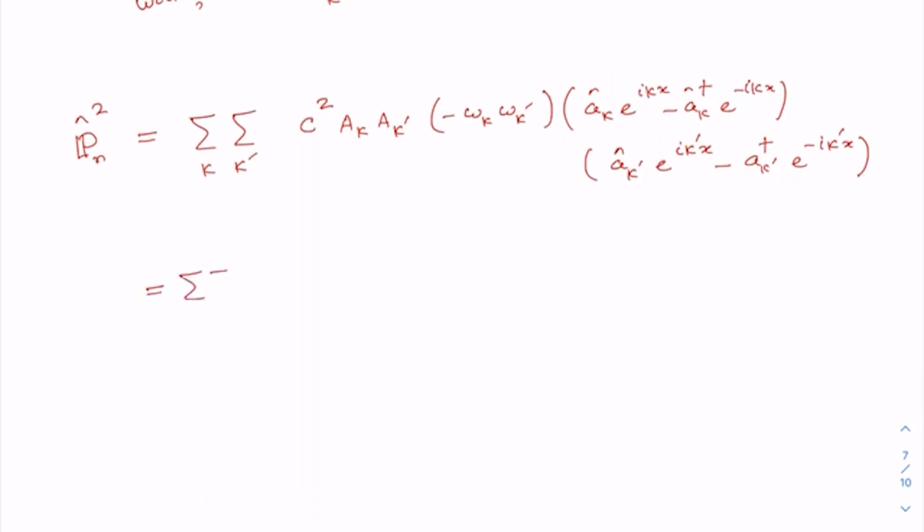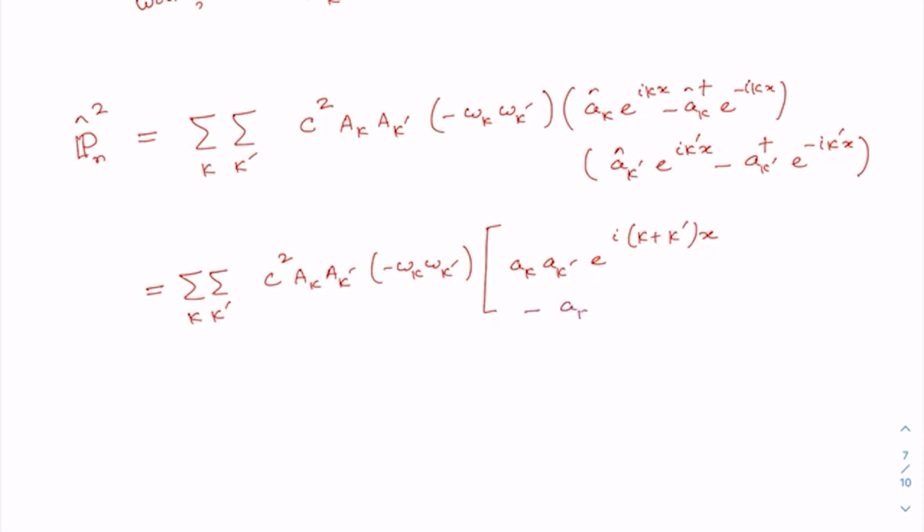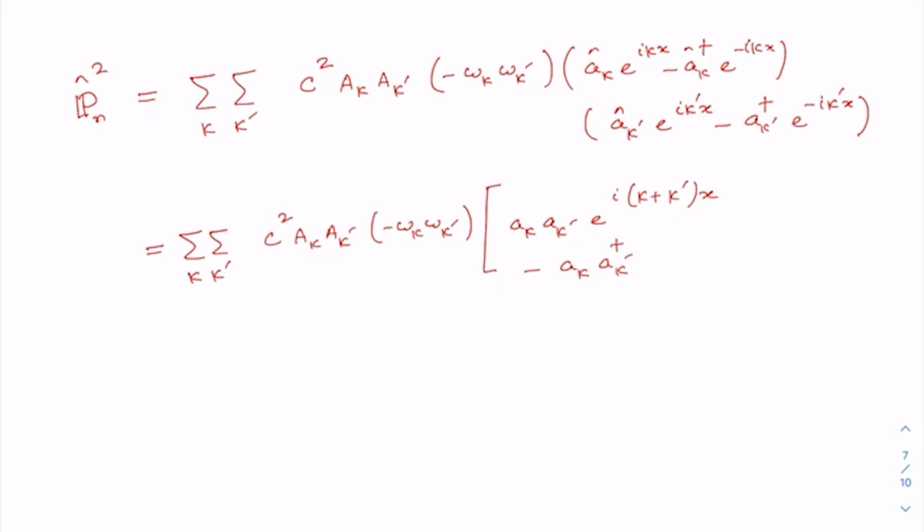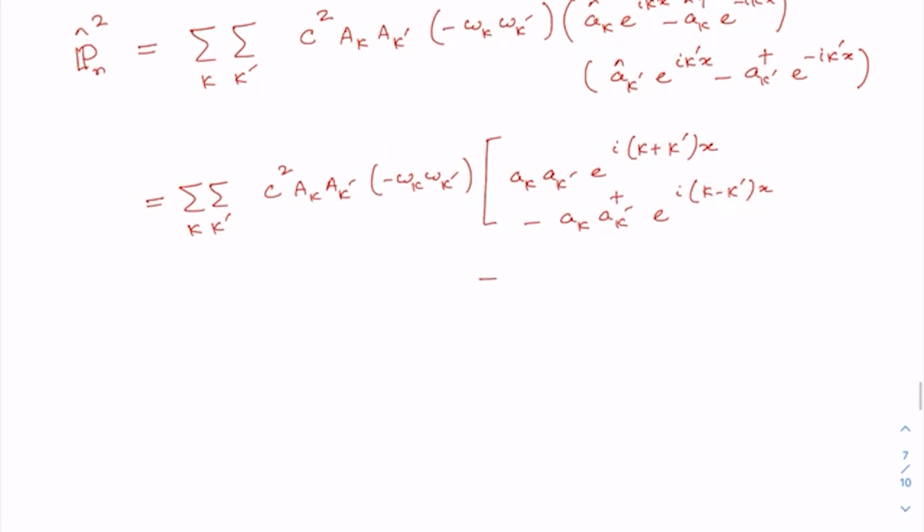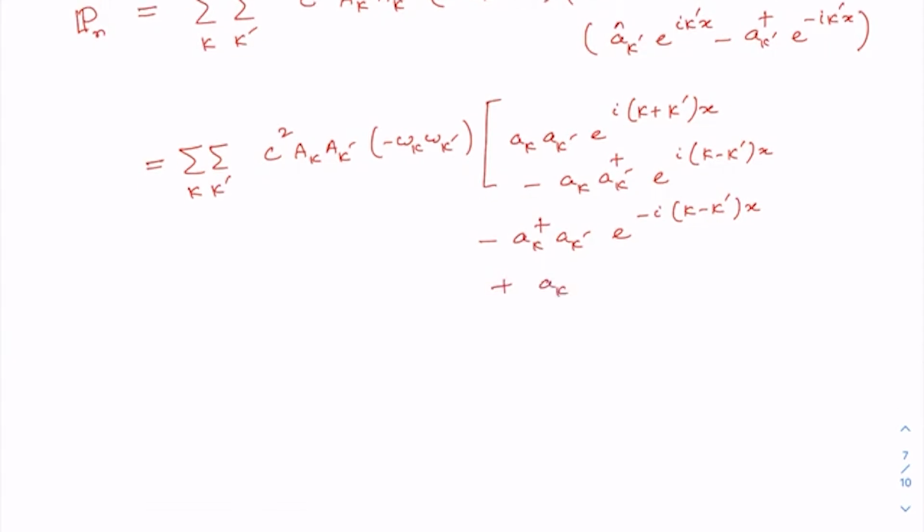So here I will get the sum over k and k dash of C square times minus omega k omega k dash, times: ak ak dash e to the power i(k plus k dash)x, minus ak dagger ak dash e to the power i(k minus k dash)x, minus ak ak dash dagger e to the power minus i(k minus k dash)x, plus ak dagger ak dash dagger e to the power minus i(k plus k dash)x.